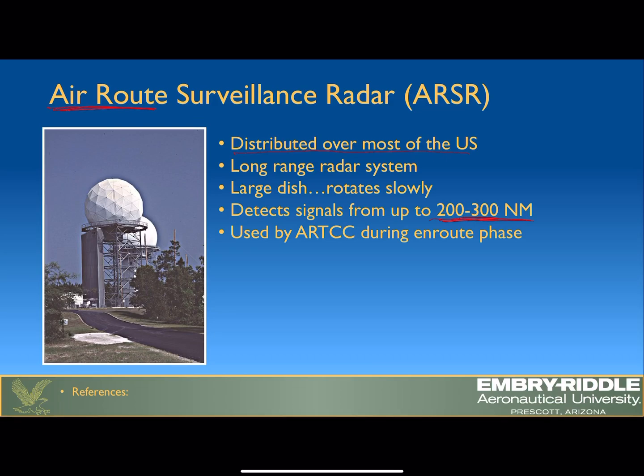So it's these big dome shapes. The reason the dome is there is because inside is that spinning radar dish, so the dome just protects it. So that's air route surveillance radar. Again, this is what the centers are using. Think big picture, en route phase of flight.